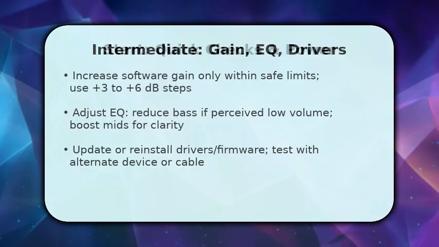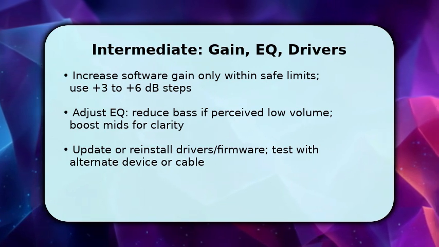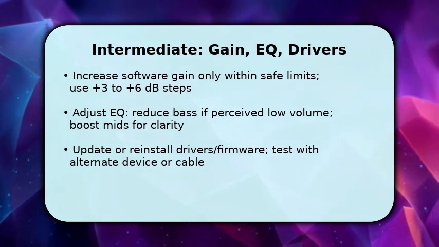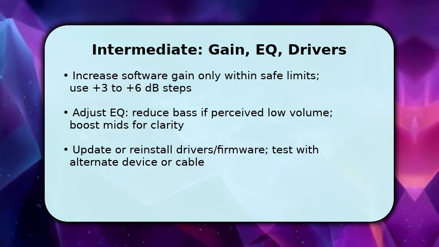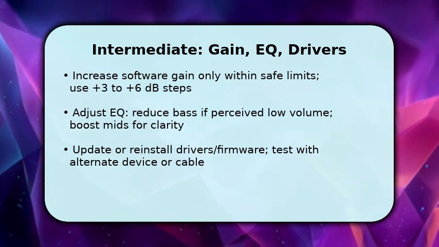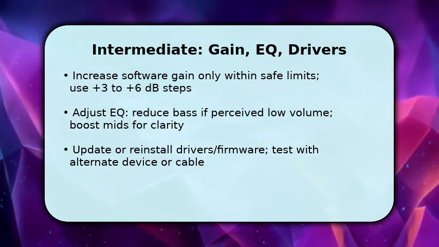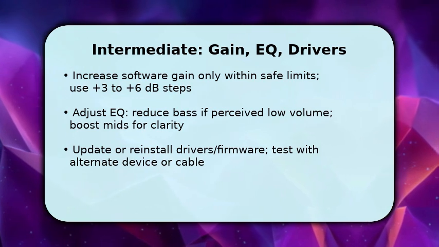Now you fine-tune gain, equalization, and drivers because perceived low audio often comes from wrong signal chain settings. Increase software gain slowly, add 3 to 6 decibels at a time, and keep an ear out for distortion. Then, adjust EQ to enhance mids and reduce overpowering bass, which can mask clarity.